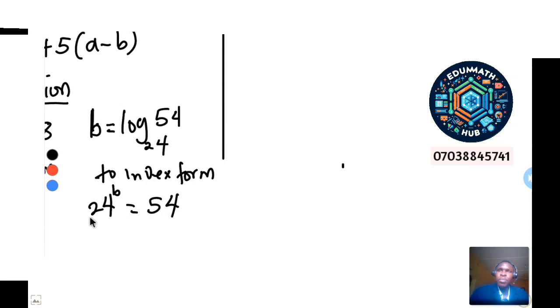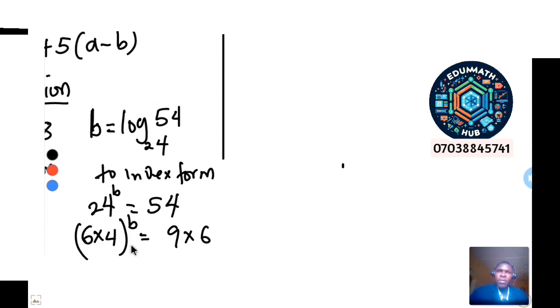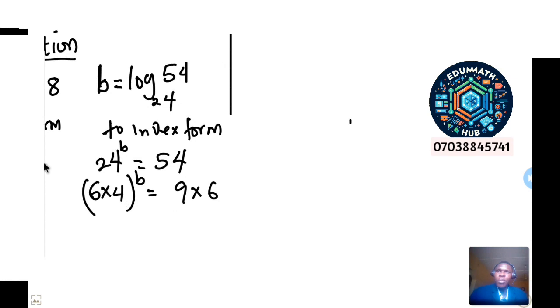Then from this point, break 24 to its factors. 24 is 6 times 4, and 6 is 2 times 3. Or just write 6 times 4 to make it easy for you, raised to the power b. 54 is 9 times 6. Now let's go down. Hope you are following. It's very, very simple.